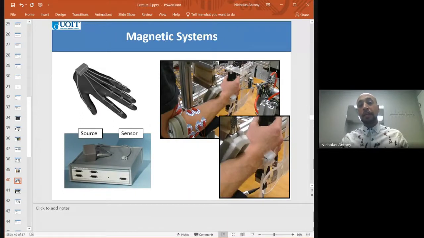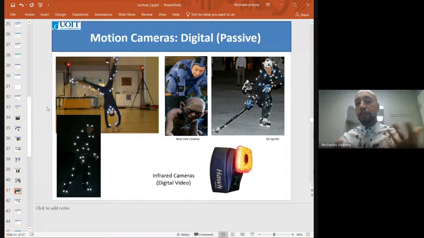Here we have magnetic systems. So this isn't an accelerometer. It measures the change in 3 planes of movement, so it's another way to get the change in angle. You're not going to really be tested on this stuff. I'm just giving you an example.